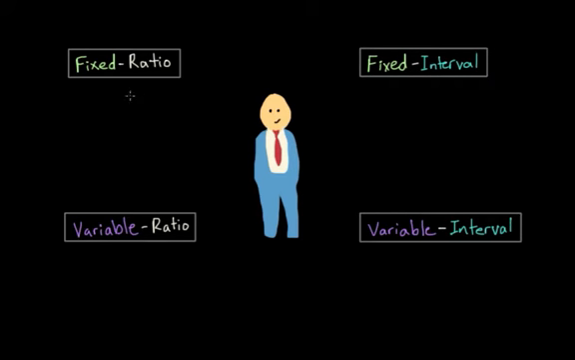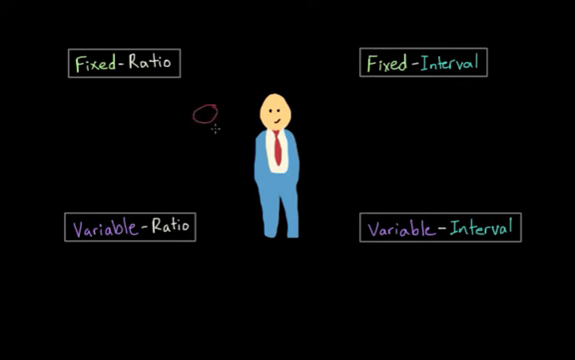Now each of these categories can either be fixed or variable, meaning that they can be fixed as in consistent or variable as in there is a variation. And if you combine these words together, you come up with the 4 schedules of partial reinforcement: fixed ratio, fixed interval, variable ratio, and variable interval. So let's talk about a fixed ratio schedule.